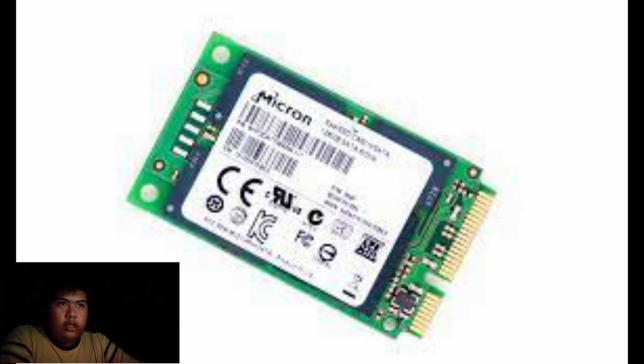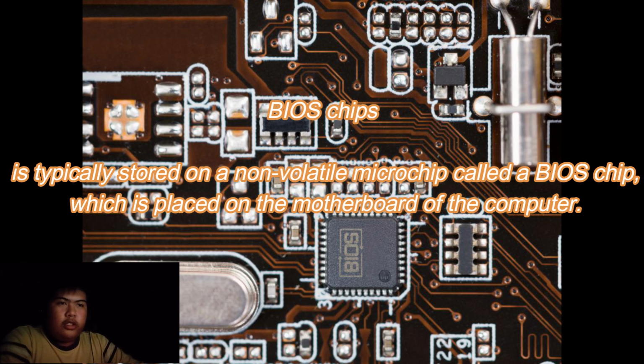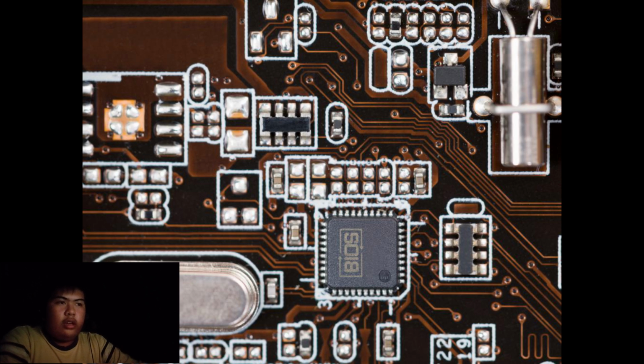Next is BIOS chips. It is typically stored on a non-volatile microchip called a BIOS chip, which is placed on the motherboard of the computer. This is the BIOS, a small square. This is the BIOS chip.